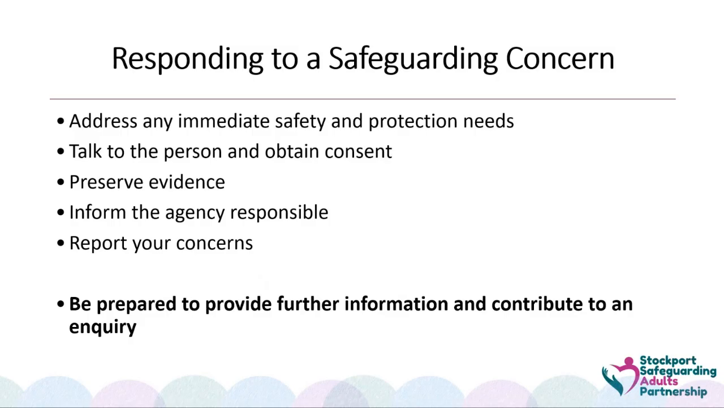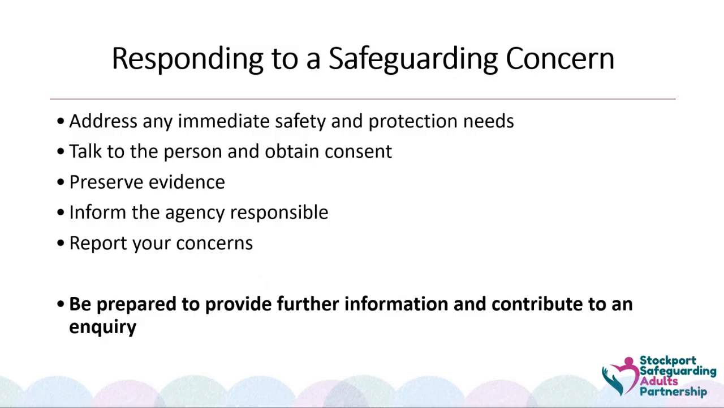Once that concern's been made to the local authority, it's really important that we consider some immediate steps and think about what will happen next. So if that adult is at risk of experiencing immediate abuse or neglect or harm, it's really important that we take any immediate steps to put that person in a safe space. Think about their protection needs and their immediate needs at that time. It's also really important that we talk to that person and obtain their consent. Are they happy for us to make that referral to the local authority, or do we need to think about acting against their wishes in their best interests?